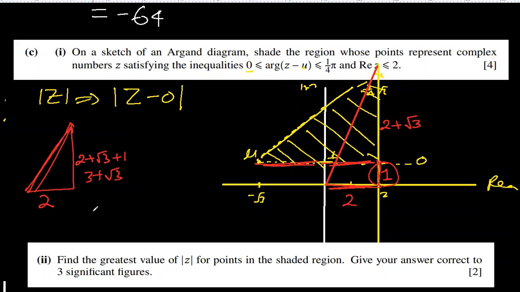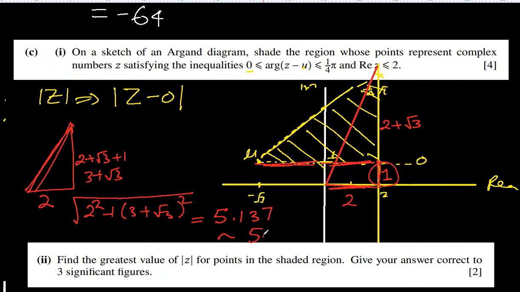Now we can find the hypotenuse. That's what we want here, the red color. That will be the square root of 2 squared plus (3 plus square root 3) squared, and that will give us our answer. My answer is 5.137, which can be written as 5.14.